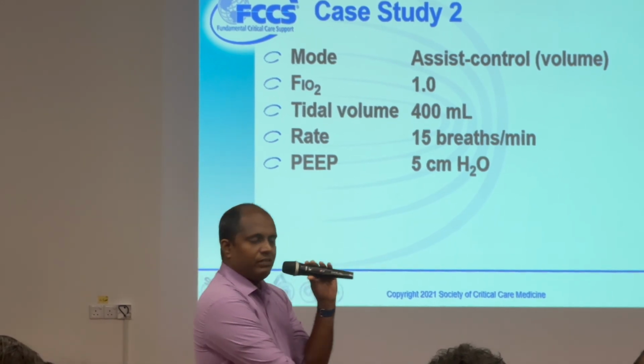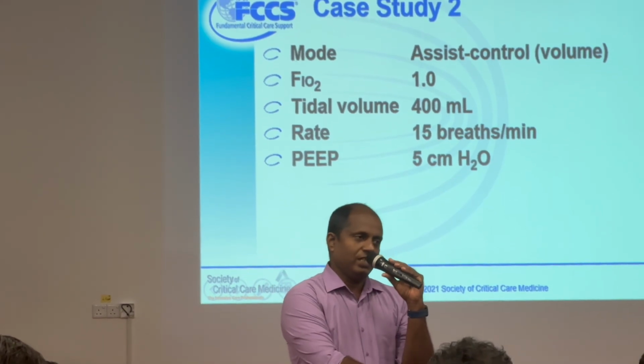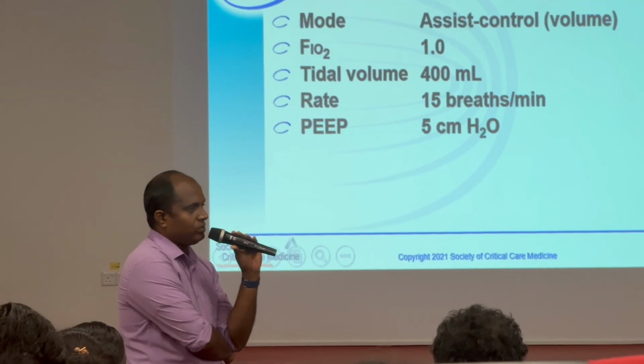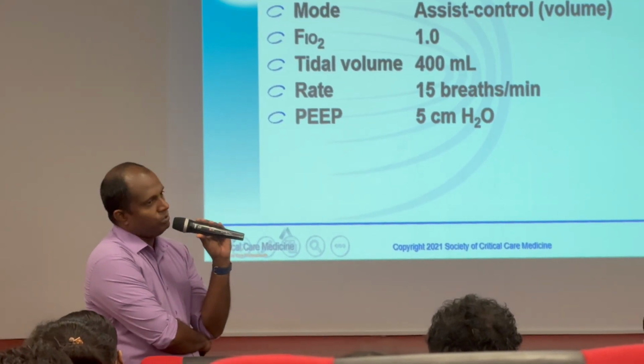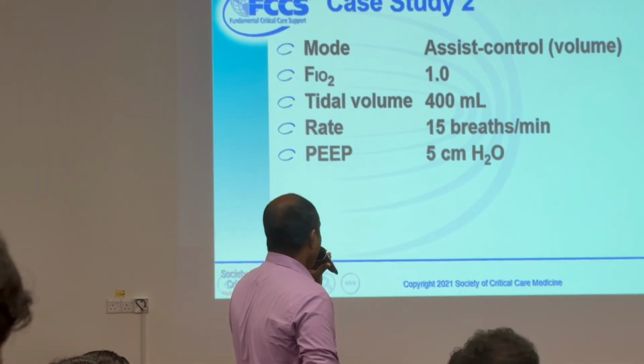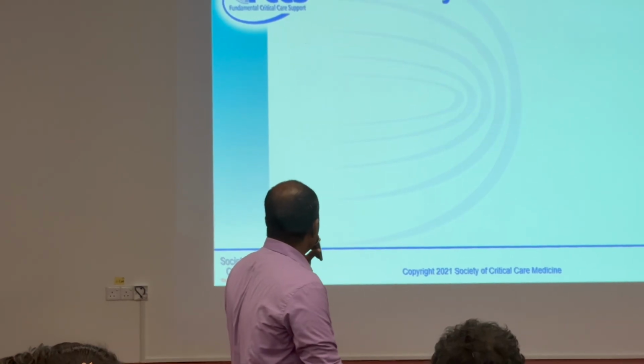As I said, even in asthma, the aim is to keep the patient oxygenated. Usually in the US they will prescribe higher oxygen and then come down. We usually start on a moderate one and go up. Then the rate is 15 per minute, tidal volume 400 and PEEP 5.